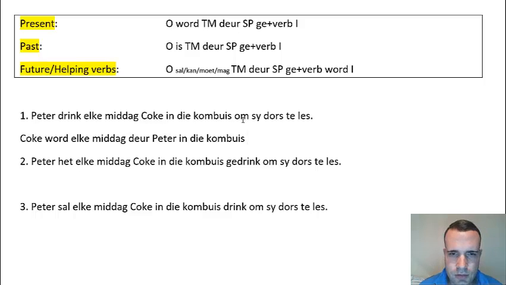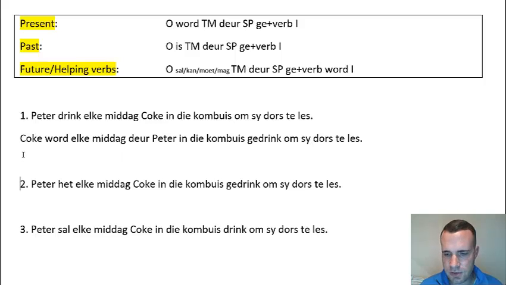Ge plus your verb. There's drink, put a ge on it. Om sy dors te les. Okay, that's the infinitive. So that will be the answer. If you follow the formula exactly, you can't go wrong.